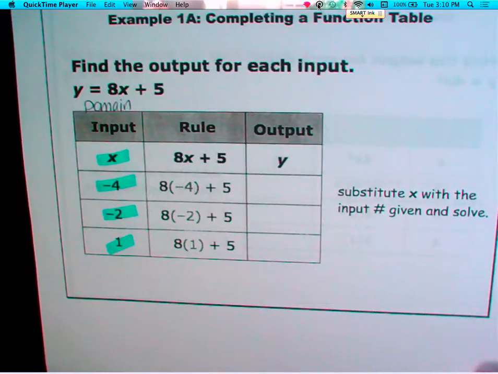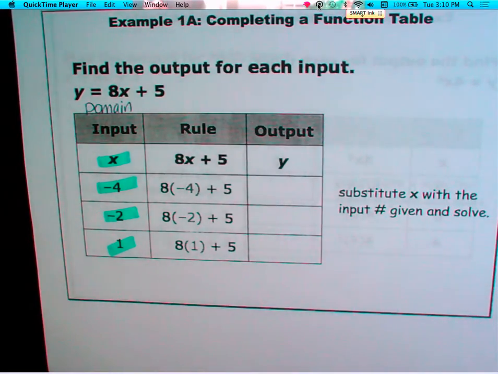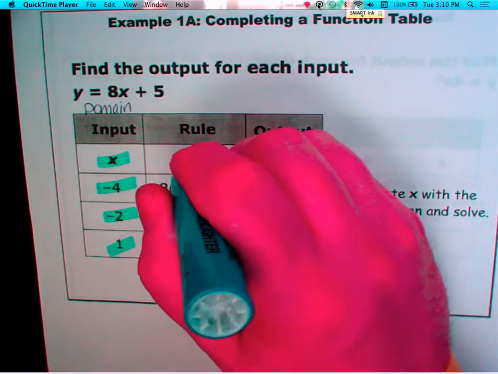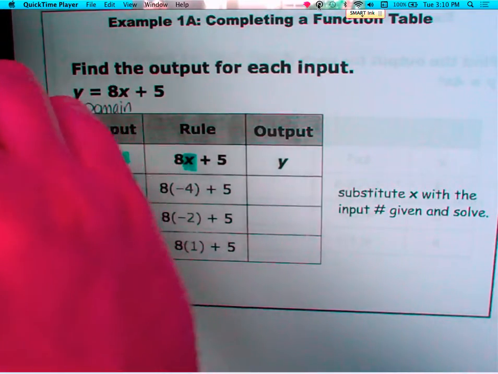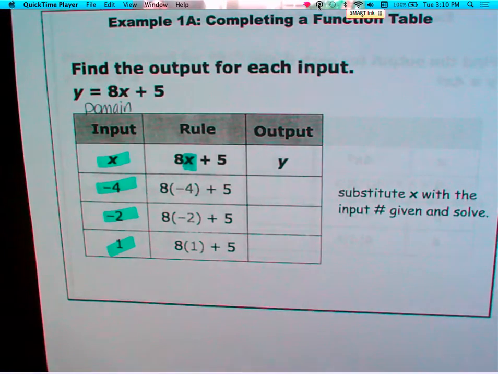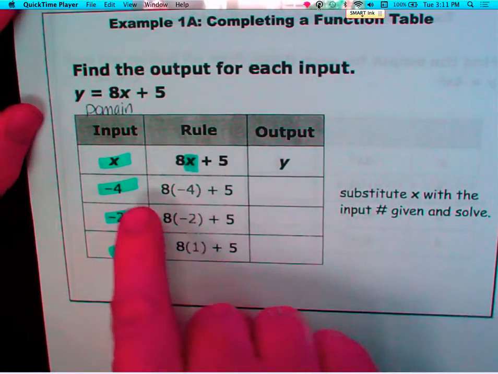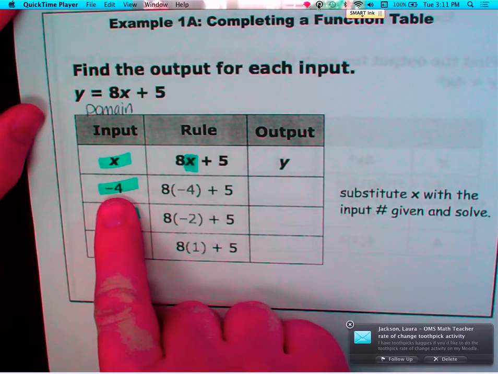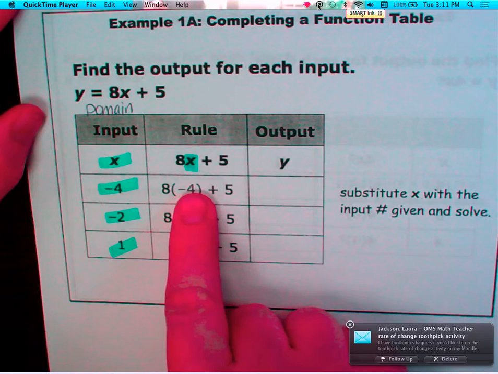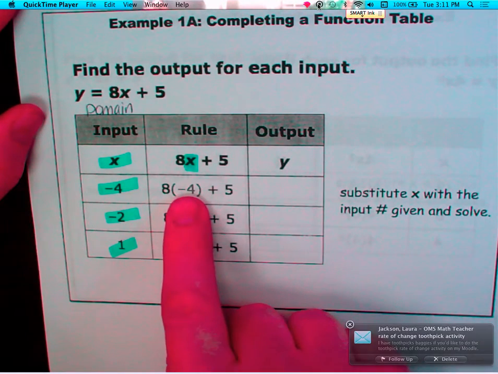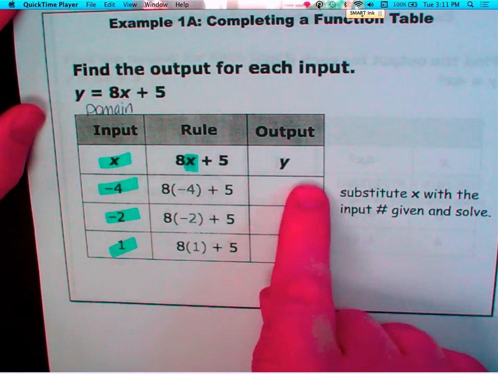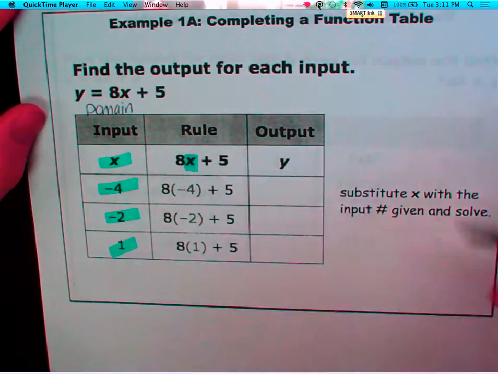Those are also called my X. Next I'm going to highlight this X right here, so I know that's my domain. What a function table does, just like that video we watched the other day about the machines, is I put an input into my function wherever I have an X, and I get out an output, or my range.